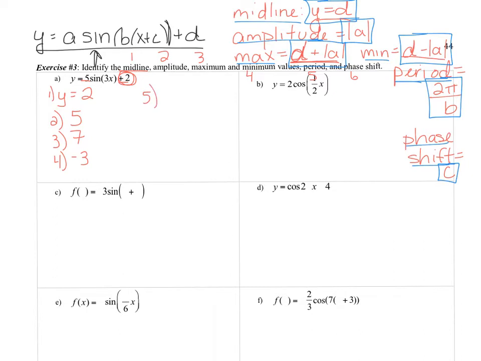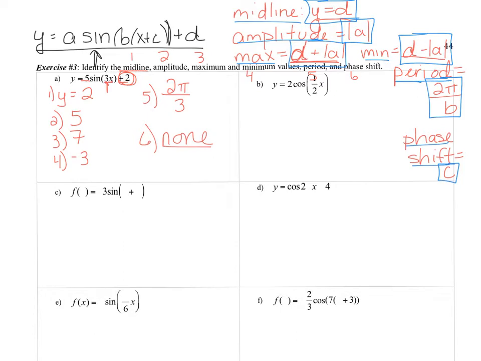Number 5, my period, another fast graph. There's a 3 in the front. Normally it's 2 pi, but we're going 3 times faster. We get there 3 times quicker, in less time. The phase shift, this has none. In a lot of graphs we do, most don't have phase shifts. Here we'll have a couple. There's nothing added or subtracted in that parentheses.